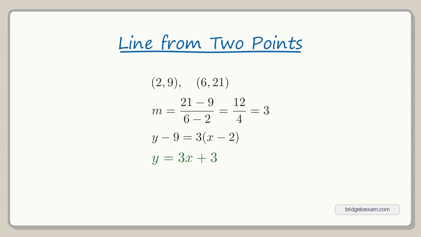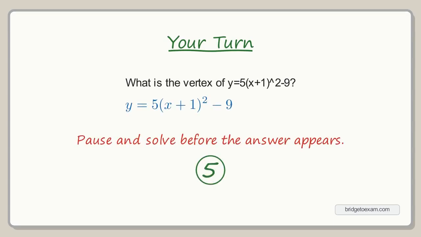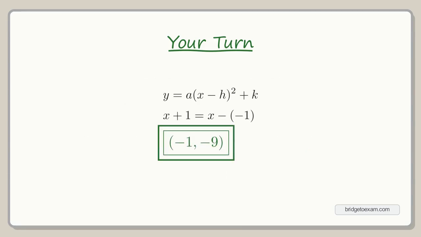Your turn. What is the vertex of y equals 5 times the quantity x plus 1 squared minus 9? Pause the video and solve it. Here is the solution. Work line by line, then check the final answer against the original question.